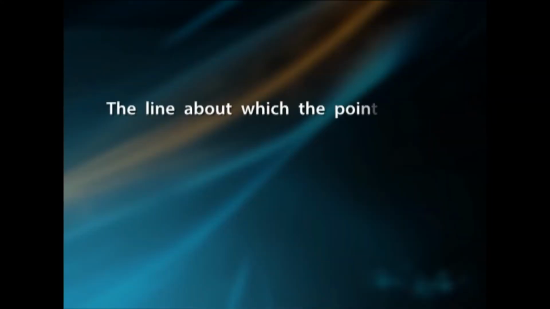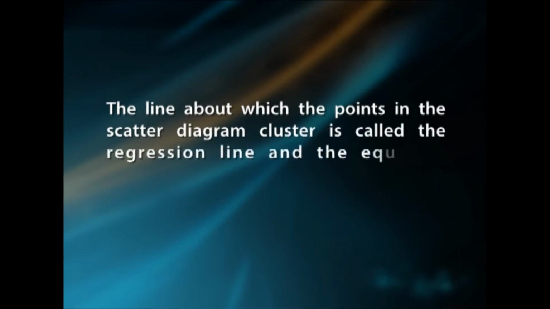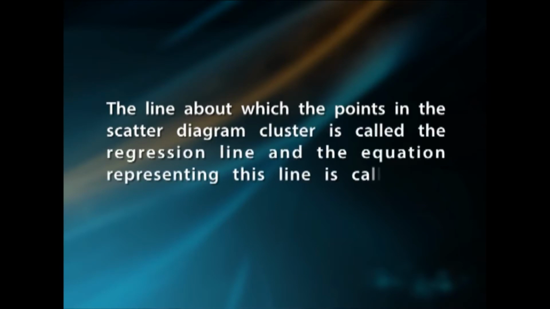Let (x1, y1), (x2, y2), etc., (xn, yn) be the set of observations obtained on the two variables x and y. Let us plot a scatter diagram of these points. The line about which the points in the scatter diagram cluster is called the regression line, and the equation representing this line is called the regression equation.